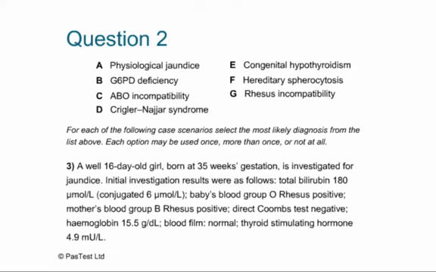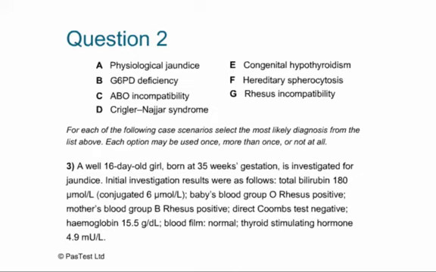16-day-old baby girl who was born at 35 weeks gestation, who was investigated for jaundice. Her total bilirubin is 180 micromoles per liter. Her blood group is O, Rhesus positive, and her mother's blood group is B, Rhesus positive. The direct Coombs test is negative. Her hemoglobin is 15.5. The blood film was normal, and so is her thyroid stimulating hormone.